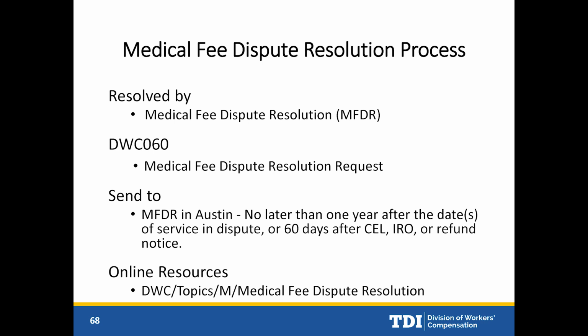Now, if there is a current dispute over compensability, extent of injury or liability, or a dispute over medical necessity, you can send your medical fee dispute resolution request 60 days after you get the result of the CCH or IRO disputes, or even a refund notice. You've got 60 days to file for dispute resolution if you get a refund notice to the insurance carrier.